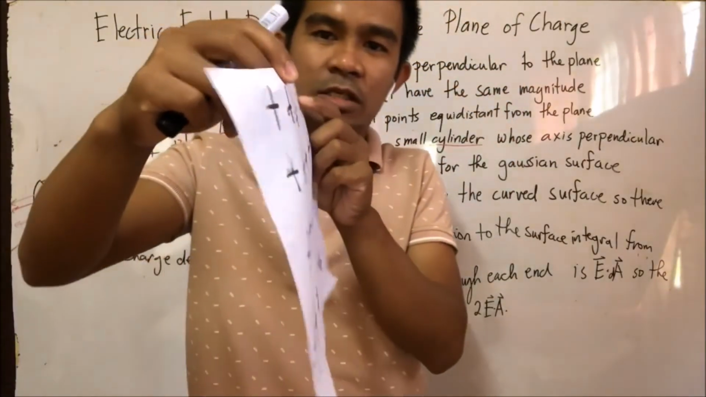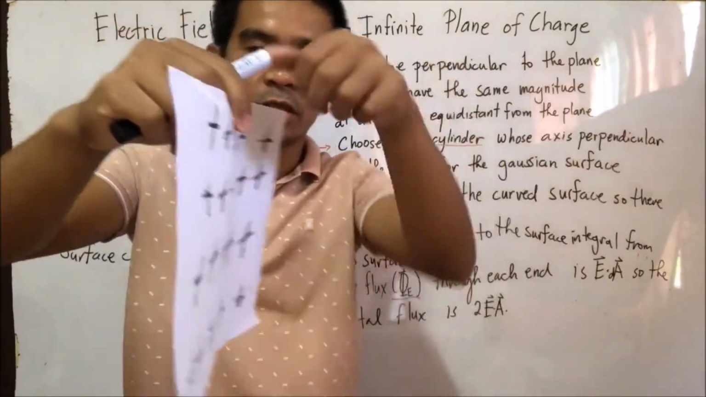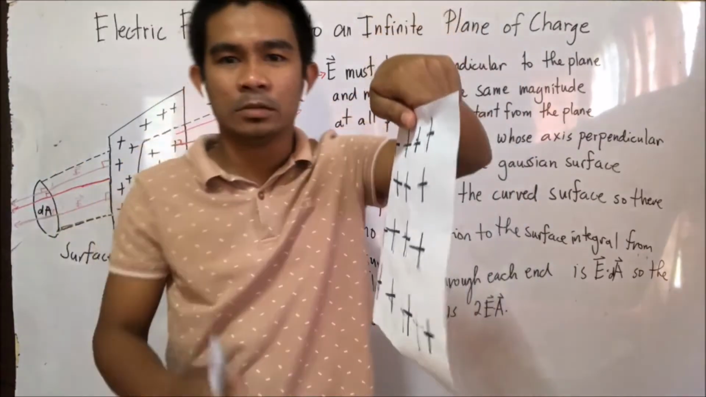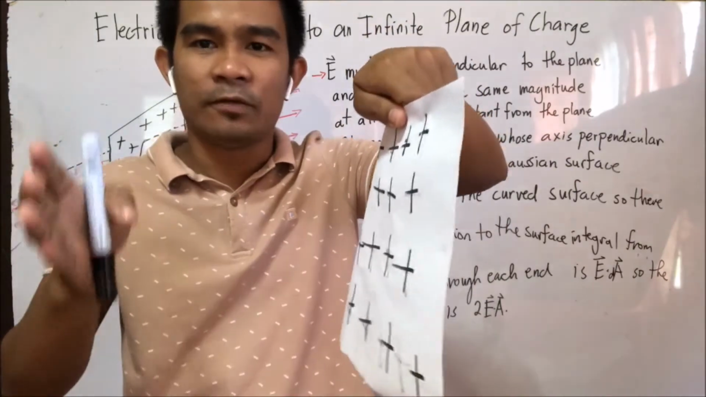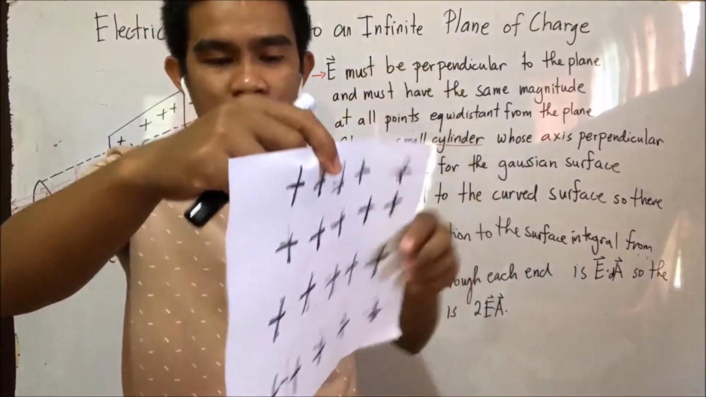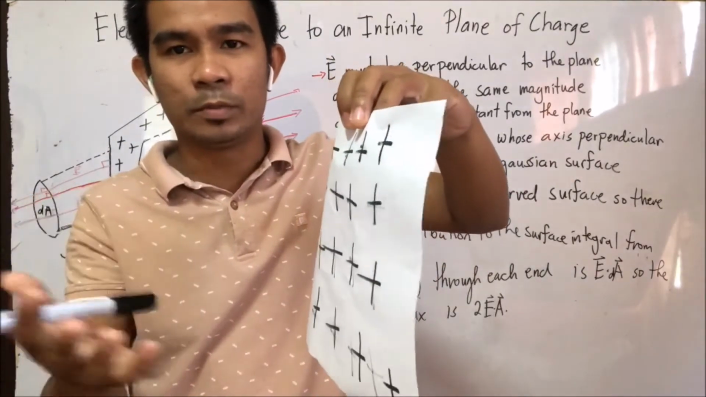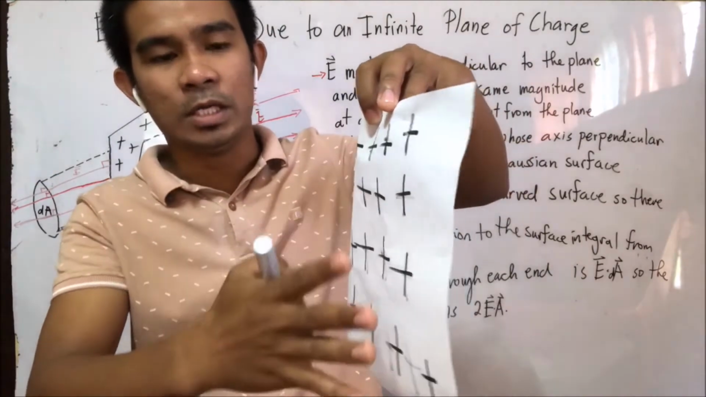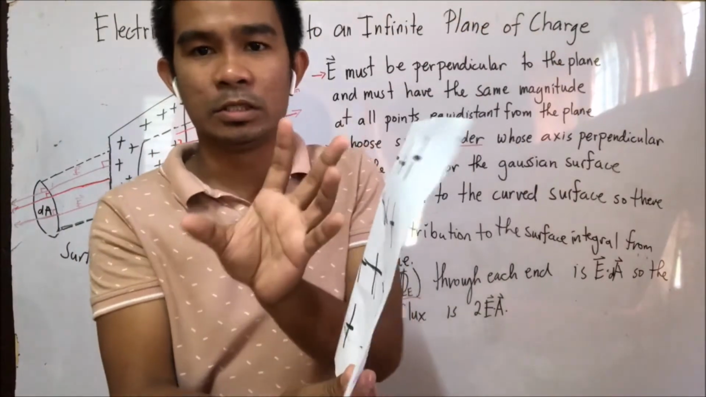Since this sheet has two sides, there is electric field going that direction, and there's also electric field going at that direction. Now, all points that are equidistant from this plane of charge must feel the same magnitude of electric field. Alright? So what is the best Gaussian surface we can use to determine the electric field? Since the charge is uniformly distributed in this plane of charge, meaning it is symmetric.